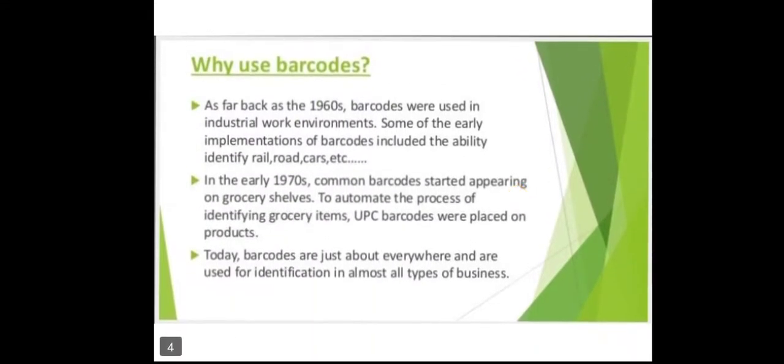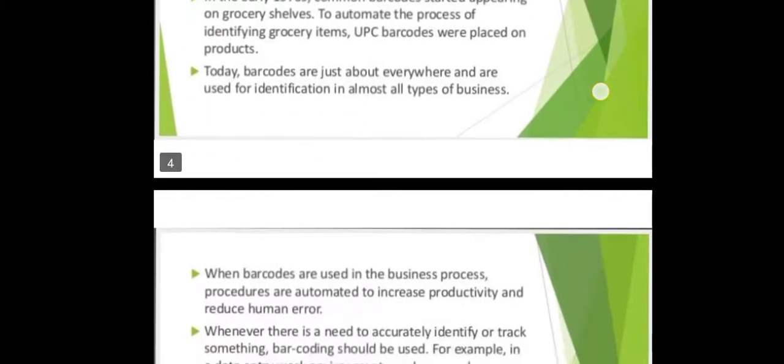Why use barcode? As far back as the 1960s, barcodes were used in industrial work environments. Some of the early implementations of barcode include the ability to identify rails, roads, cars, etc. In the early 1970s, common barcodes started appearing on grocery shelves to automate the process of identifying grocery items. UPC barcodes are placed on products. Today, barcodes are just about everywhere and are used for identification in almost all types of business.